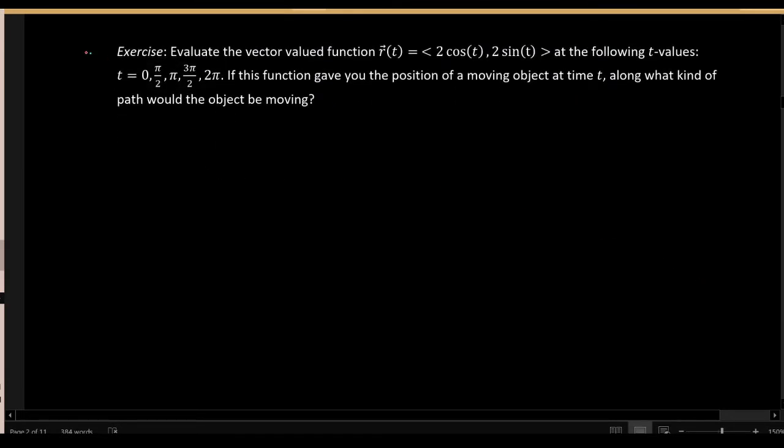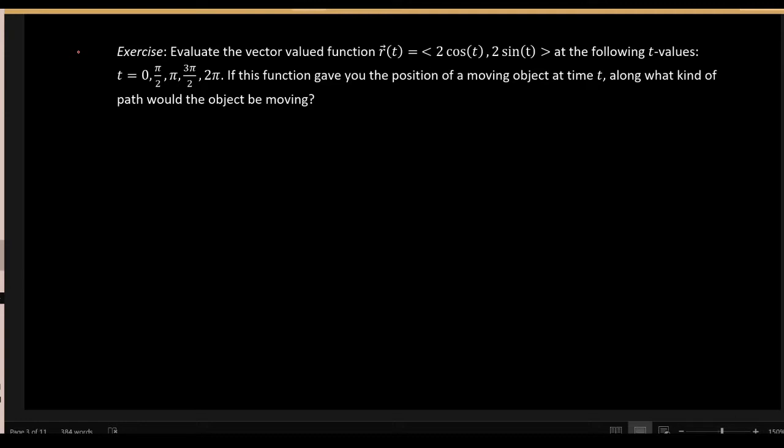Now let's go ahead and get some practice using the formula for a vector-valued function and evaluating it at a few given input values. So in our case, our vector-valued function says, give me the input t, and this is the vector that I'll produce. The x component will be equal to 2 cosine of t, and the y component will be equal to 2 sine of t. Let's evaluate it at t equals 0, pi half, pi, 3 pi half, and 2 pi. And then once that's done, we have a follow-up question.